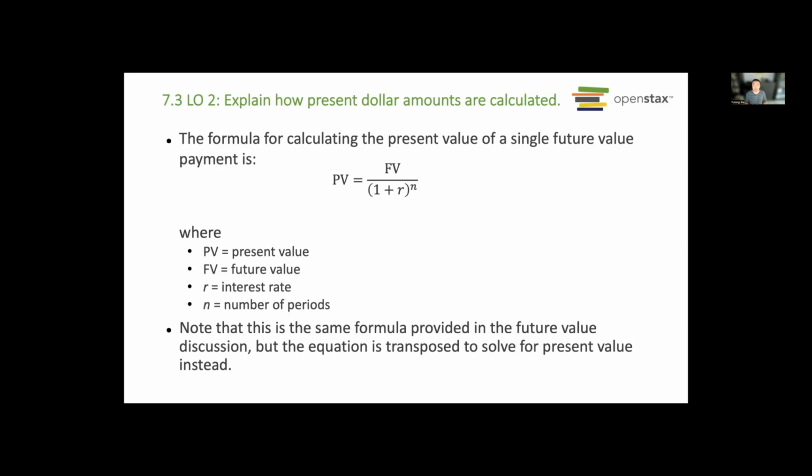So let's look at how we can transpose this formula into a present value calculation. As you can see, in the previous formula, the future value equals present value multiplied by 1 plus r raised to the power of n. So here, the present value is just future value divided by 1 plus r raised to the power of n. This is the same formula as the previous one. This equation is transposed to highlight that we're trying to solve for present value. Once again, this formula describes the relationship between present value, future value, interest rate, and n.